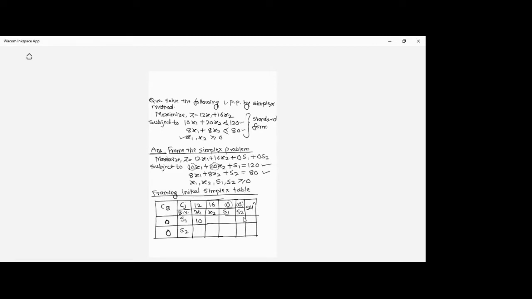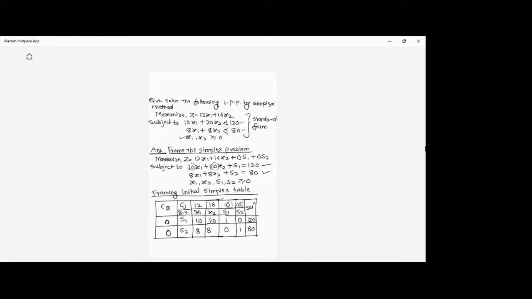X2 has a coefficient of 20, so here it will be 20. S1 has a coefficient of 1, and S2 does not have any coefficient, so it will be 0. The solution is 120, the digits after the equal sign. Similarly, moving ahead, we consider the second constraint. The coefficient of x1 is 8, x2 is 8, s1 is 0 and s2 is 1. The solution here is 80.